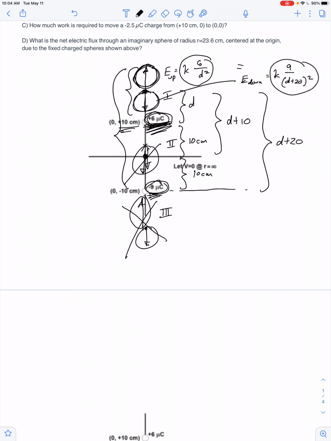And when I set them equal to each other, the k cancels out. And also, you might have said, wait, isn't it microcoulombs, not coulombs? It is, but this would have been times 10 to the negative 6, and this would also be times 10 to the negative 6. And of course, those would cancel once I set these equal to each other. So for that to be the position where the net electric field is 0, it has to be true that 6 over d squared is equal to 9 over d plus 20 quantity squared. If we cross multiply, we get d plus 20 over d, all squared, is equal to 9 over 6, otherwise known as 1.5.